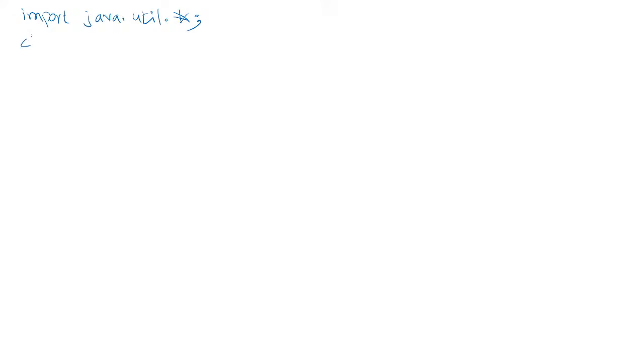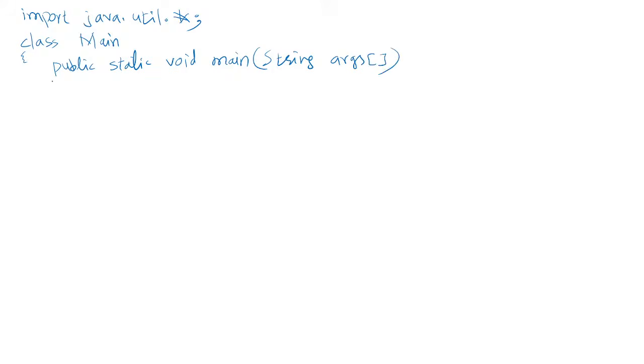Then you define the class as Main. Inside it you define your main method: public static void main, then String args. Now inside this, you create an object for the Scanner class.